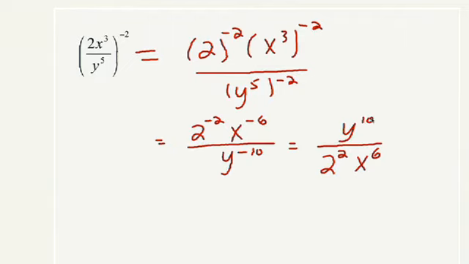This now looks good. All my exponents are positive numbers. Finally, 2 squared is just 2 times 2, or 4. So my final answer is y to the 10th over 4 times x to the 6th. This is a pretty tough problem. If you can handle this one, then again, I think you really understand these basics pretty well.